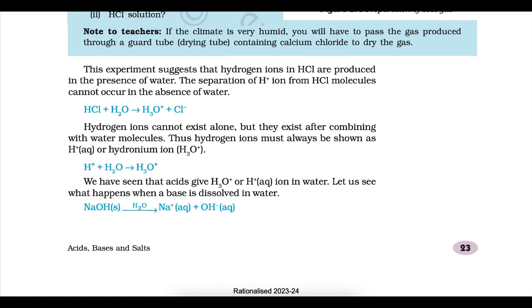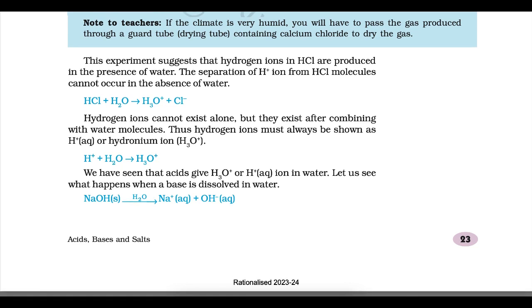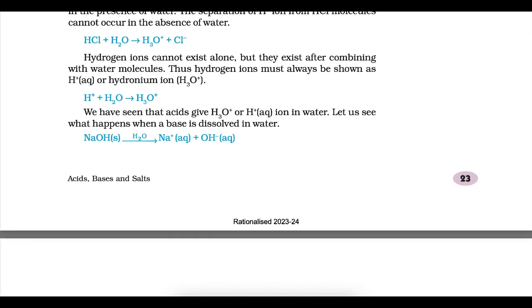This experiment suggests that hydrogen ions in HCl are produced in the presence of water. The separation of hydrogen ion from HCl molecules cannot occur in the absence of water. Hydrogen ions cannot exist alone, but they exist after combining with water molecules. Thus, hydrogen ions must always be shown as H+ or hydronium ion. We have seen that acids give H3O+ or H+ ion in water.